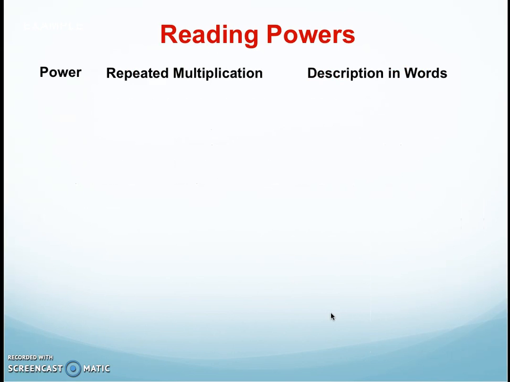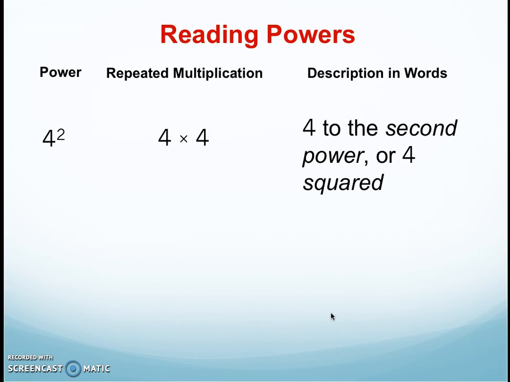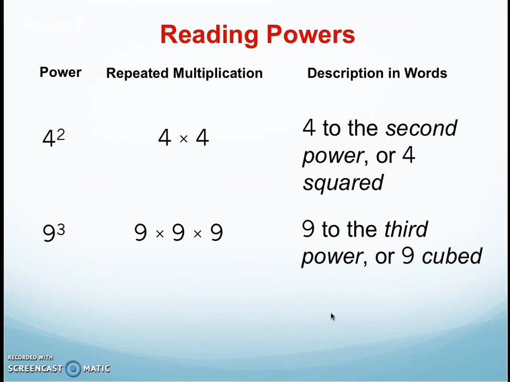All right, welcome back. When we're reading powers, if I've got 4 with that little 2 behind it, that really means that I'm going 4 times 4. I would call that 4 to the second power, or sometimes we say 4 squared. Both are right. I could also have 9 with a little 3 behind it. That little 3 means I'm taking 3 nines, so 9 times 9 times 9. And that's going to be 9 to the third power, or 9 cubed.